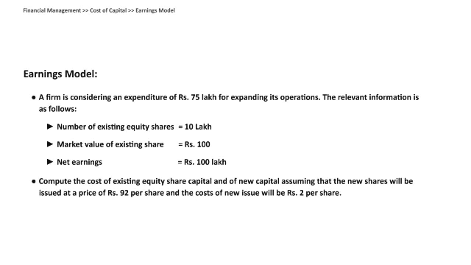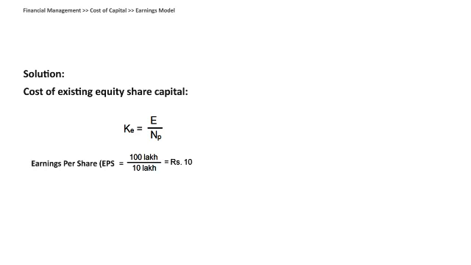Let's continue forward. If they say the price of a new share is 92 per share and cost of issue is 2 per share, will your answer change? Of course it will change, because instead of earnings divided by market price, what formula will I be using? Earnings divided by net proceeds. Earnings will remain the same. How much are earnings per share? We found out just now, total earnings divided by total number of shares, which is 10 rupees, right? So earnings of 10 will remain the same.